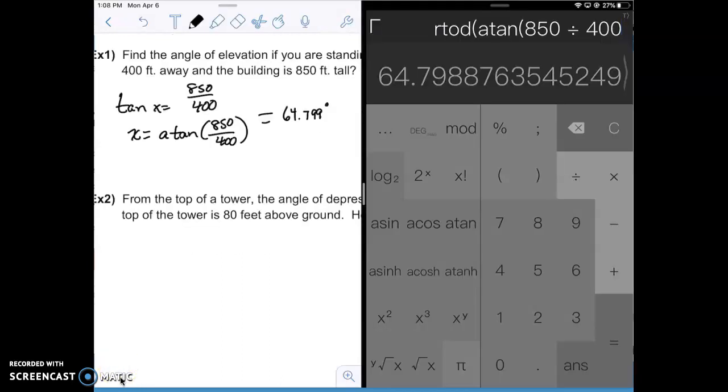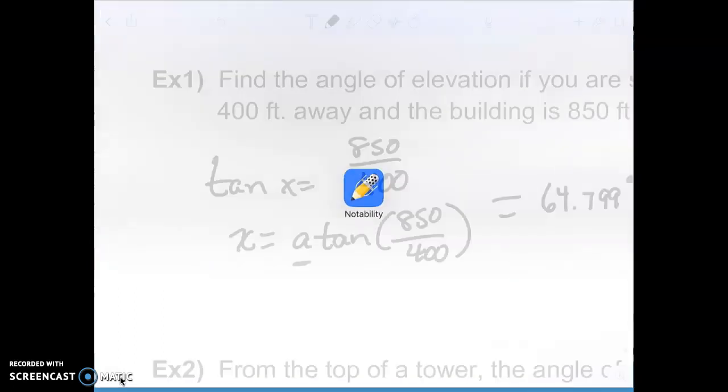Since we had opposite and adjacent, that's tangent. The opposite side was the height of the building, and the adjacent side was the distance away from the building. And you'll notice that I wrote A tan, because that's what matches your calculator. Your calculator says A tan. Good job. So I hope you were successful there. If you were not, go fix it.